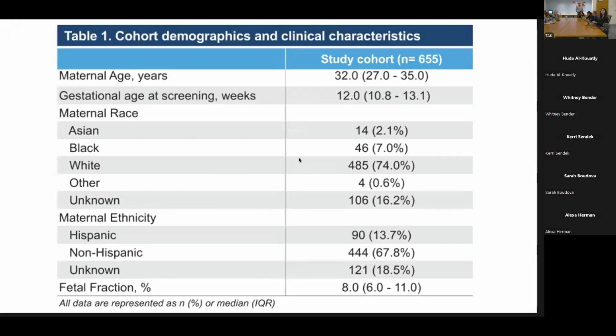This is just demographics. The average age of mom was 32 weeks. The average gestational age at the cell-free DNA screen was 12 weeks. We see that 74% of patients included were white, 7% were Black, 2% were Asian.